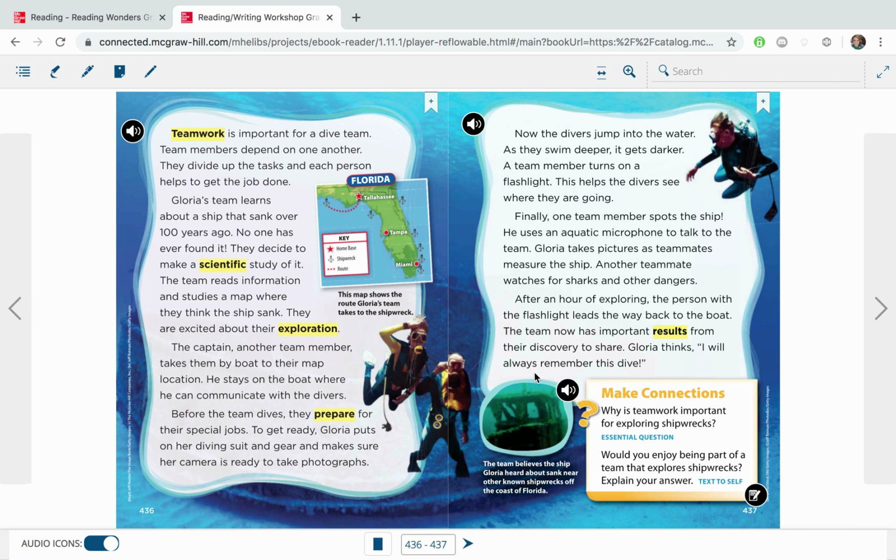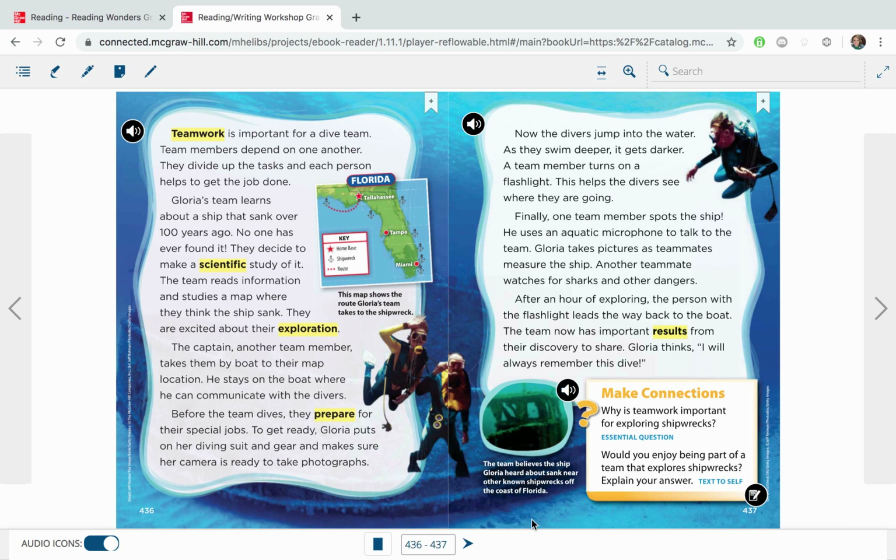So I want you to think about, why is teamwork important for exploring shipwrecks? Gloria did not go alone. As the video stated at the beginning, the first video you watched today, it is safer to work as a team in a lot of different ways. There's a captain, the leader, who helps people know what they need to do to make sure he's watching and they're checking their equipment. There's the photographer, Gloria, to make sure that people get to see how cool the shipwreck is underneath the water. They are able to get all their special jobs done because they work as a team. Okay, and they can keep each other safe that way as well.